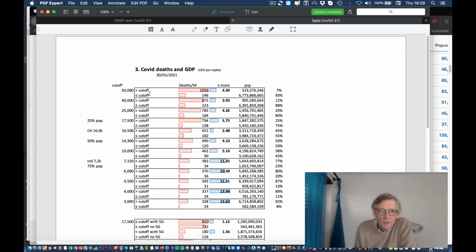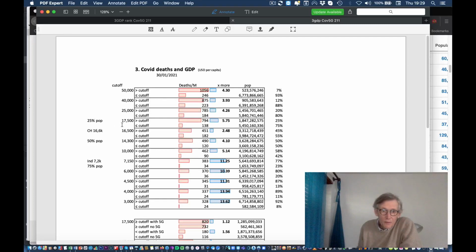And then what we see is that the deaths of these 500 million are 4.3 times more than those with less than $50,000 per capita. And I did the same for several cutoff values.